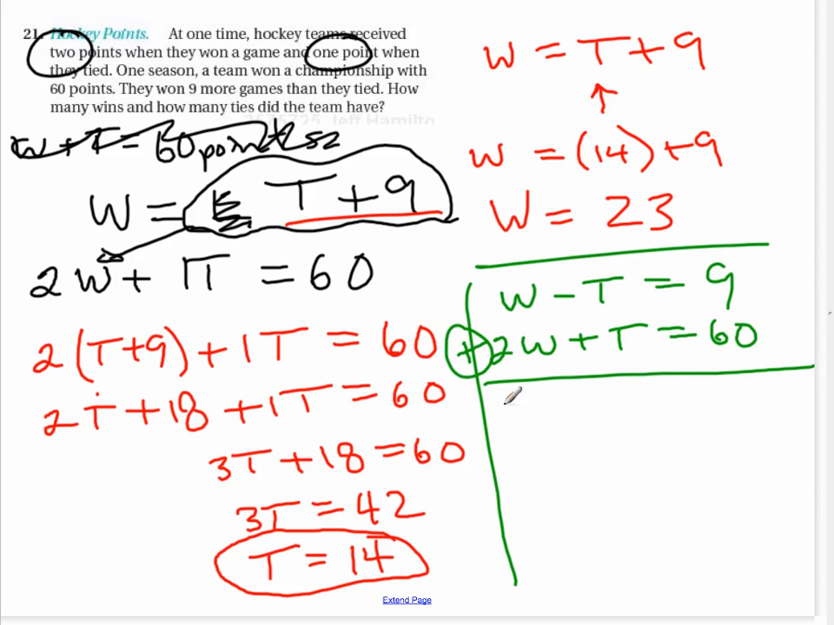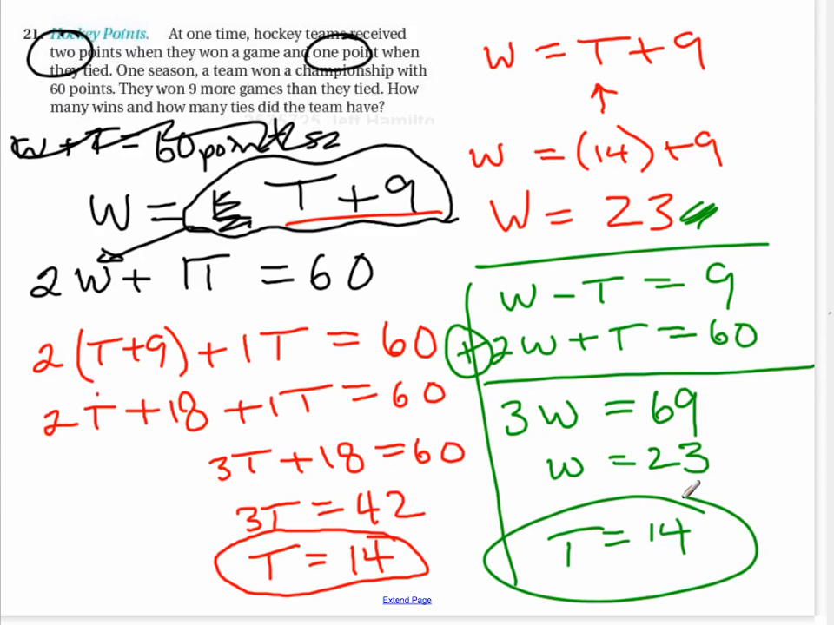So W plus 2W would be 3W. Minus T plus T cancels. And then 9 plus 60 would be 69. Dividing both sides by 3, you get W is equal to 23. Same answer. Then I could plug it back into one of the original equations. I just have to subtract 9 from that, and that would give me the number of ties. Okay, hopefully that gives you a good example of that question.